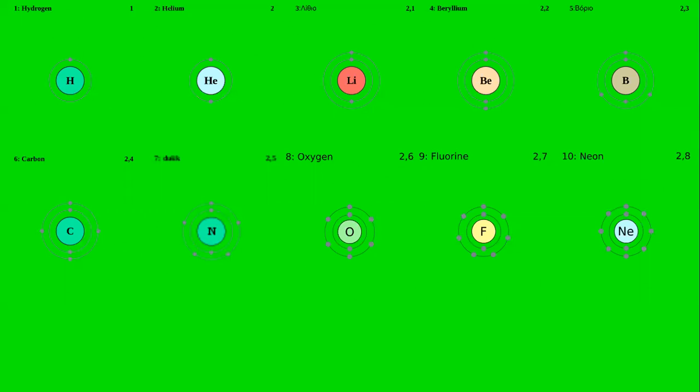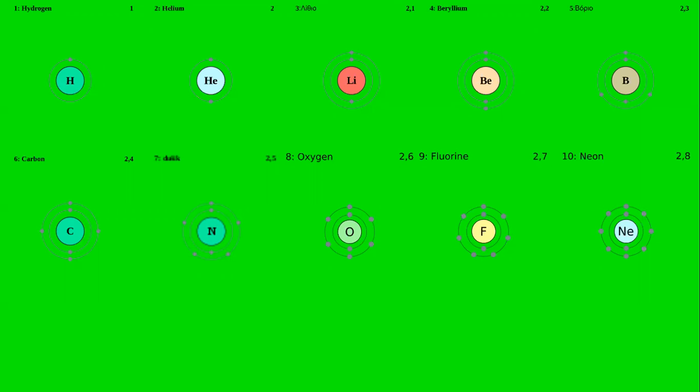Energy levels, also called electron shells, are fixed distances from the nucleus of an atom where electrons may be found. Electrons are tiny negatively charged particles in an atom that move around the positive nucleus at the center.